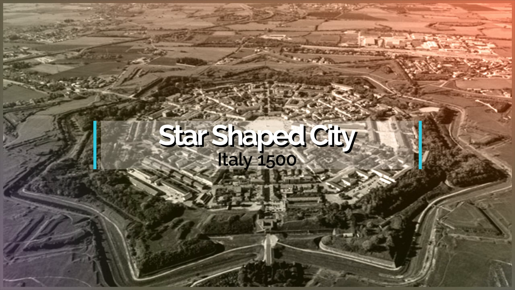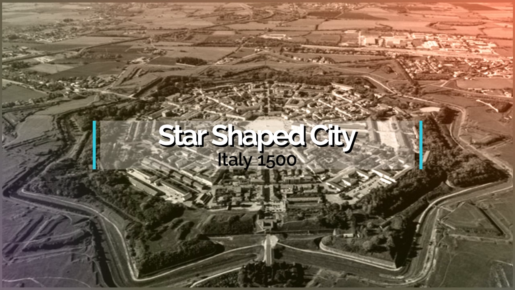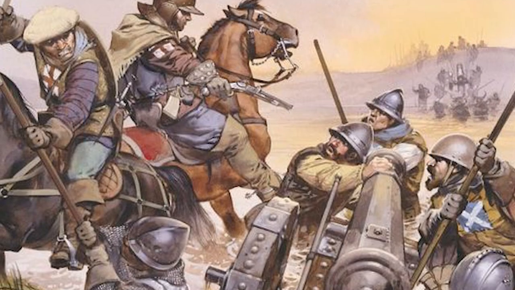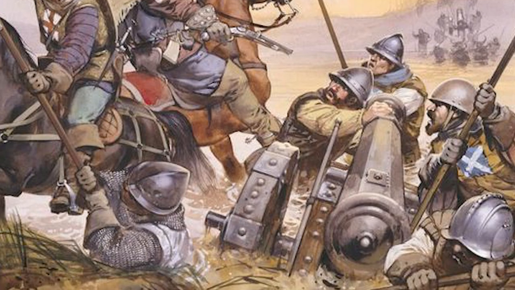The star-shaped city design originated in Italy in the 1500s and became popular during the Renaissance. The city was arranged in a star shape to resist cannon fire from invading armies.